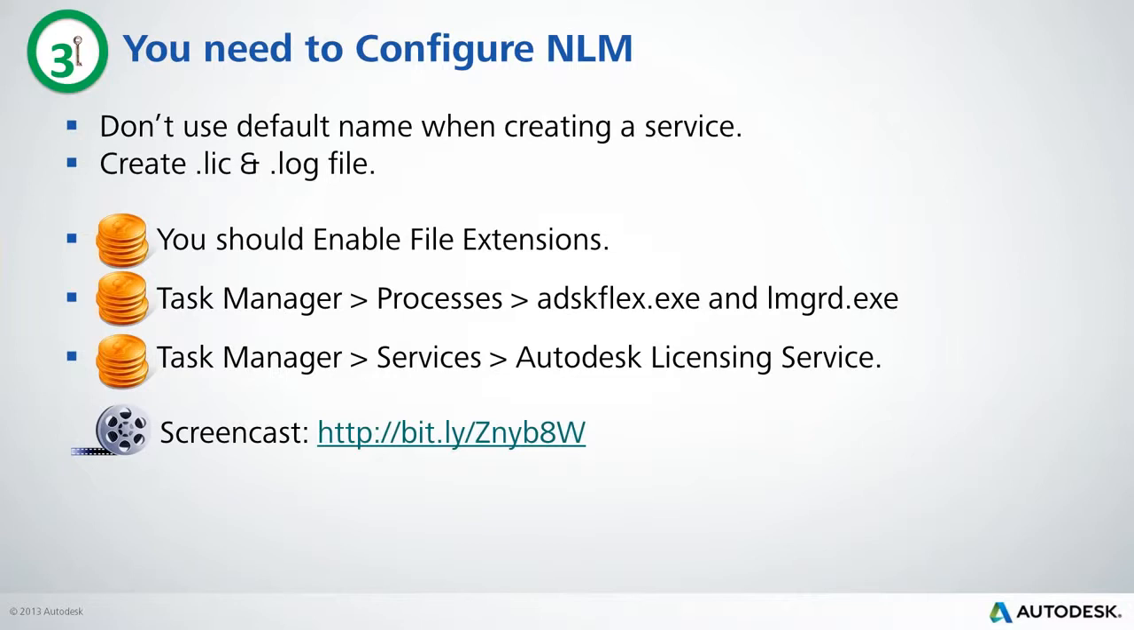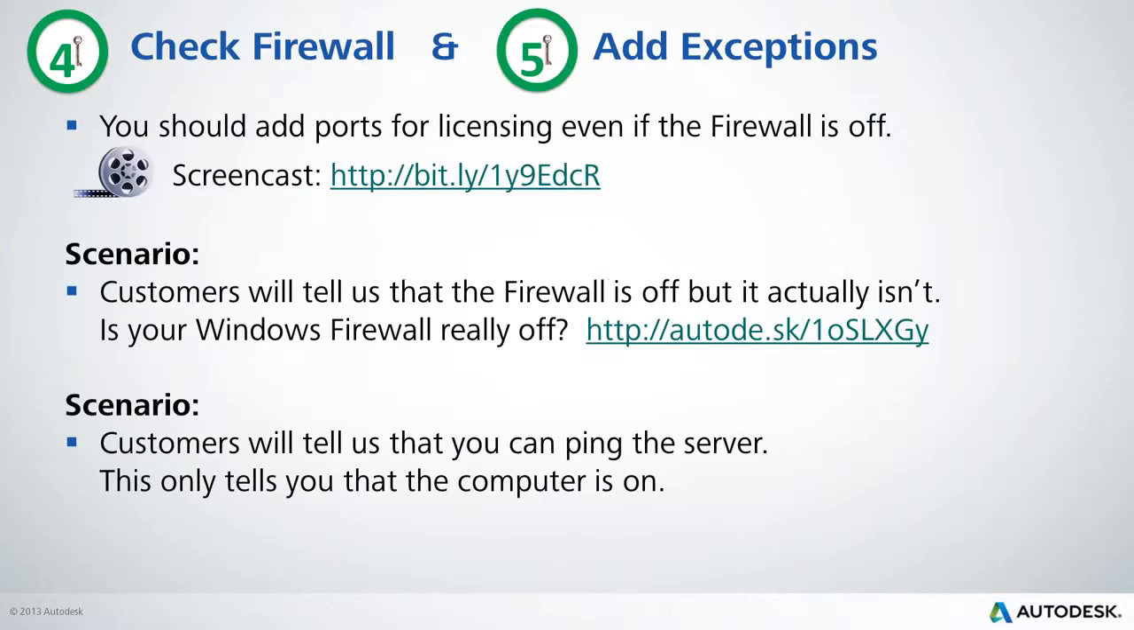So let's see. The fourth thing, you want to check the firewall both on the server and also on the client computer. On the server, you're opening up port 2080 and the port range 27,000 through 27,009 for both inbound and outbound TCP traffic. And on the client computer, you can simply try to go obtain a license. If you're not able to, then you can see if your firewall is on the computer. You can do the same setup there, but it's mostly important on the server side.